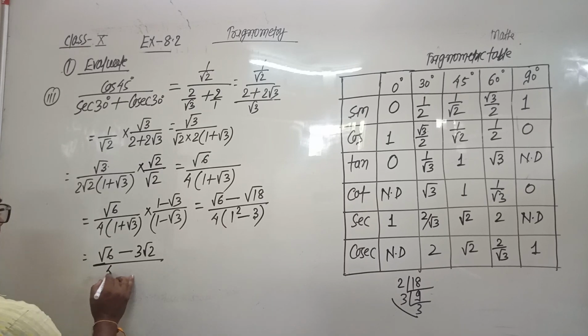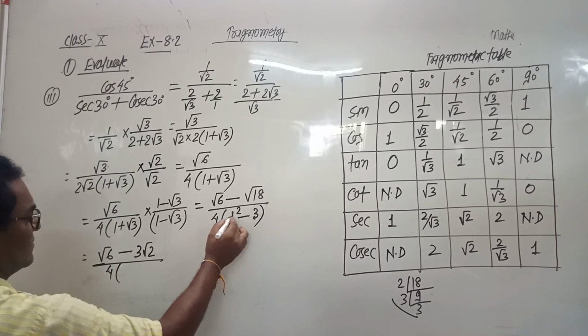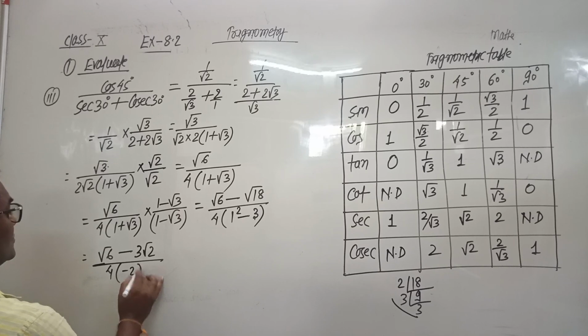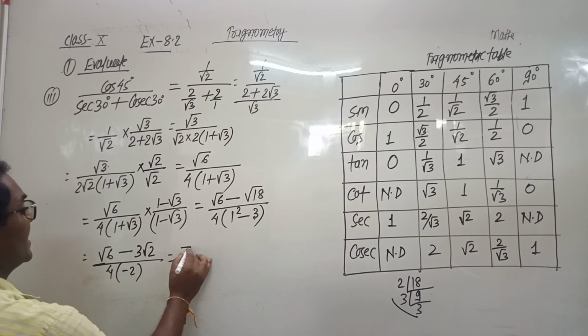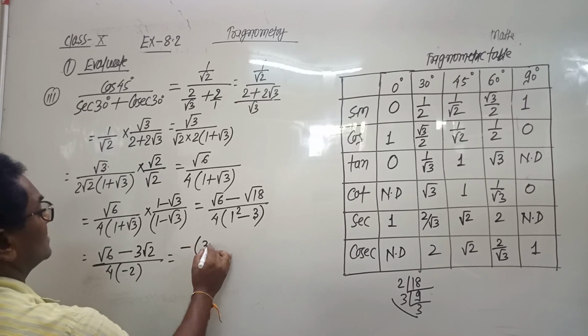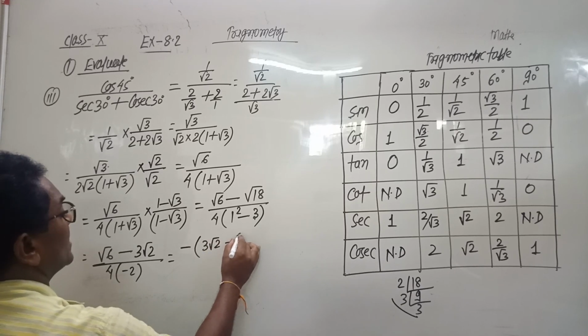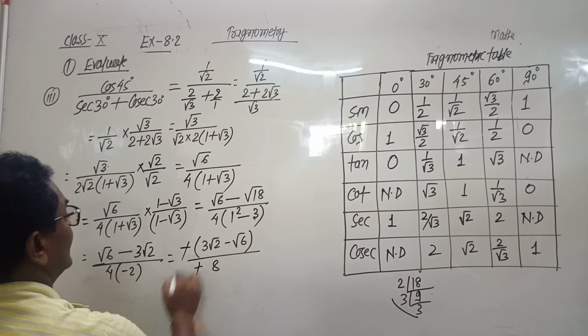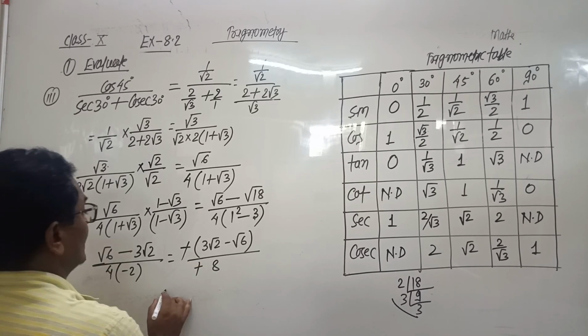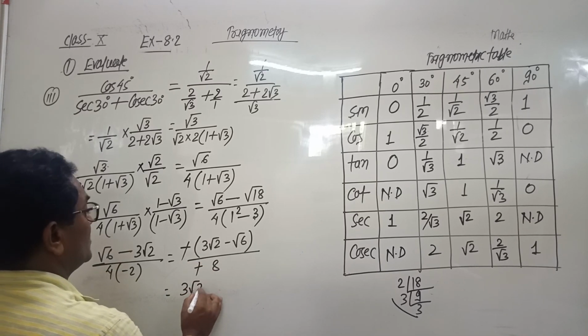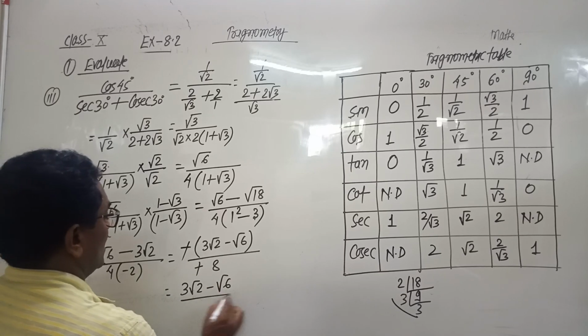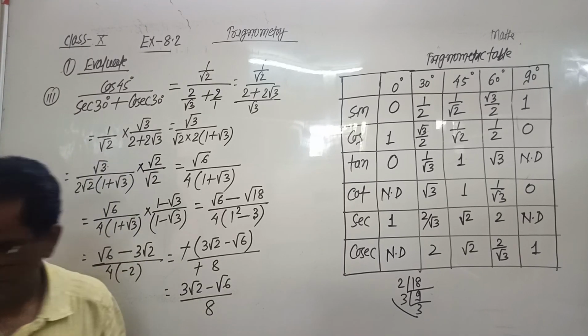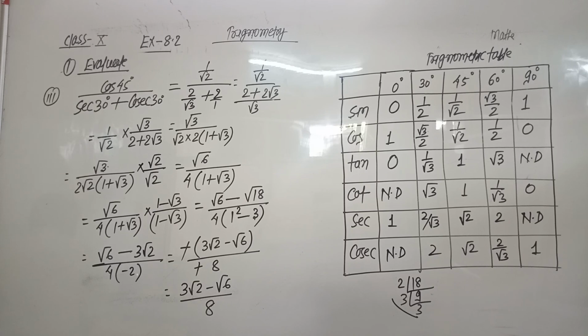Upon 4 times 1 minus 3. 1 square is 1, 1 minus 3 is minus 2. From the numerator, we take minus as common. We get 3 root 2 minus root 6 upon minus of 8. Minus and minus cancelled, and the result which we get is 3 root 2 minus root 6 upon 8. So this is the correct answer: 3 root 2 minus root 6 upon 8.